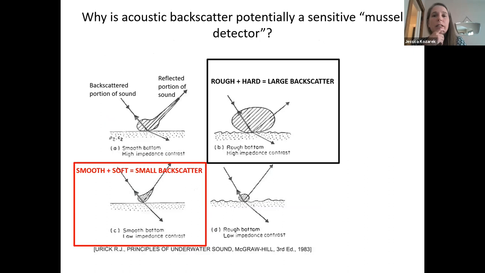So again, the characteristics of the lake or riverbed can change the way in which sound is scattered. So for example, a smooth and soft surface, so a very silty surface, might have a very small amount of backscatter, but if a surface is very hard and has a lot of roughness to it, you might get a large amount of backscatter. And so we're really looking to this backscatter to help tell us if an area of lake or riverbed has mussels or not.